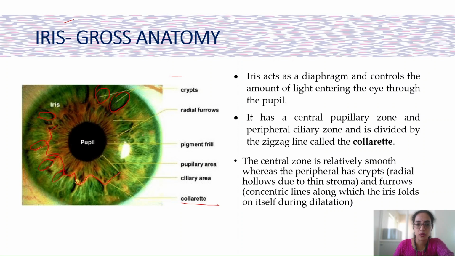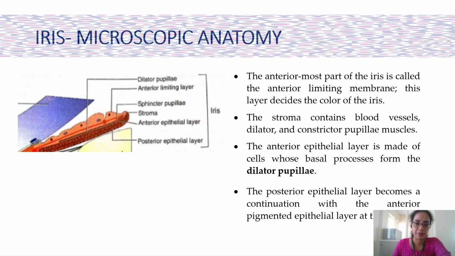And then there are furrows. Can you see these faint lines here? These are like concentric lines which appear when the pupil is small. During dilatation, the iris folds on these lines.